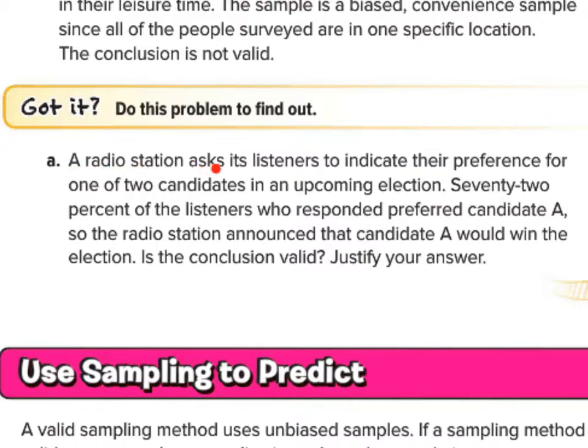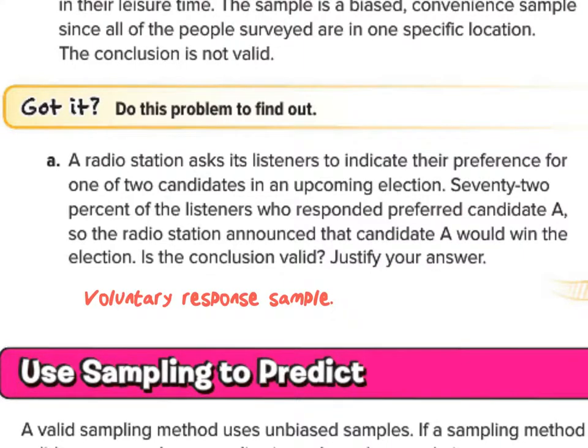A radio station asks its listeners to indicate their preference for one of two candidates in an upcoming election. 72% of the listeners who responded prefer candidate A. So the radio station announced that candidate A would win the election. Is the conclusion valid? Justify your answer.